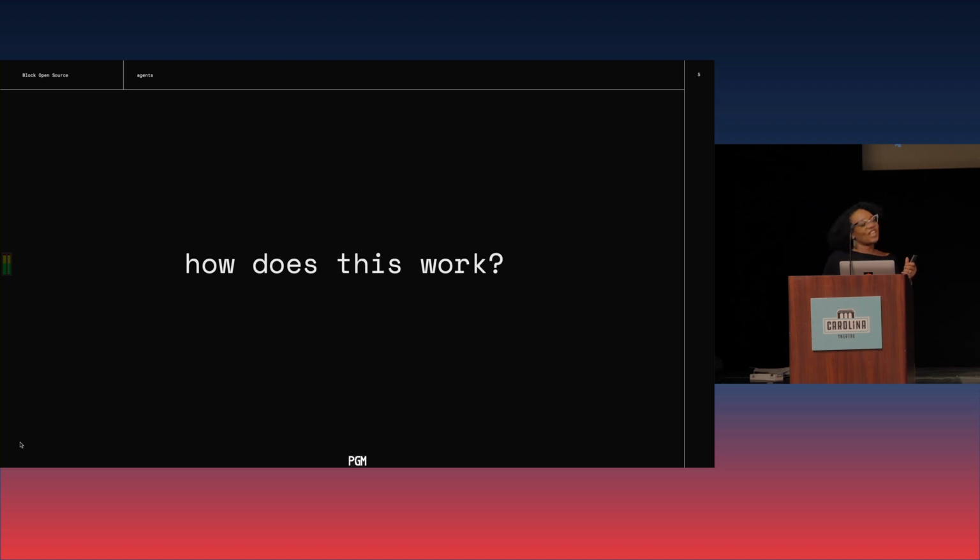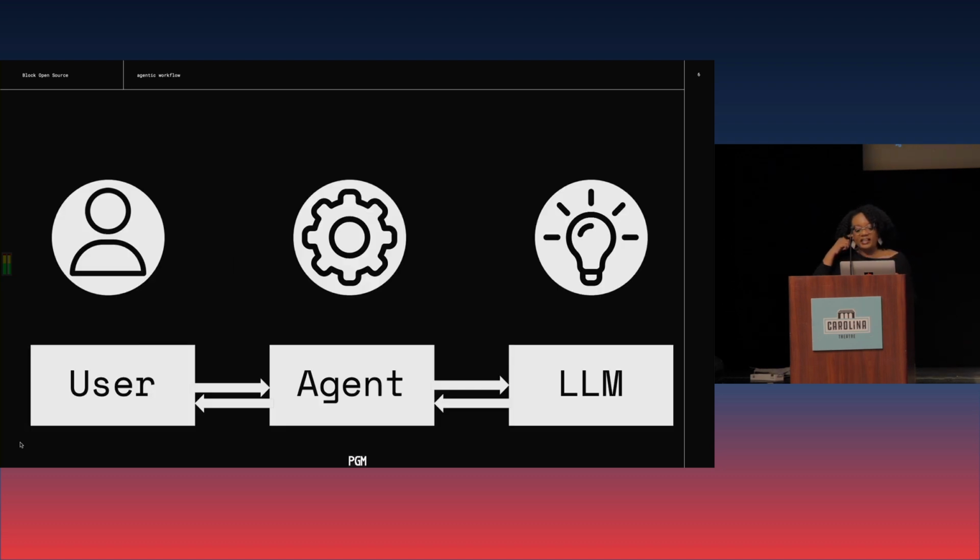Okay. So how does all of this work exactly? Well, the agent sits between the user and the LLM. So Goose allows you to connect with the LLM of your choice, right? So it's not a closed system. That could be models from OpenAI, from Anthropic, from Google, or even local open source models from Ollama.